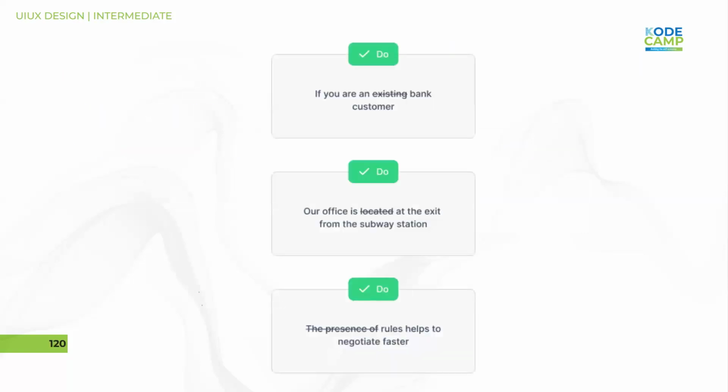So the do is, if you are an existing bank customer, okay, our office is located at the exit from the subway station. The presence of rules helps to negotiate faster. Our office is at the exit from the subway station. If you are a bank customer, that is fine. There's no need for existing located at office.